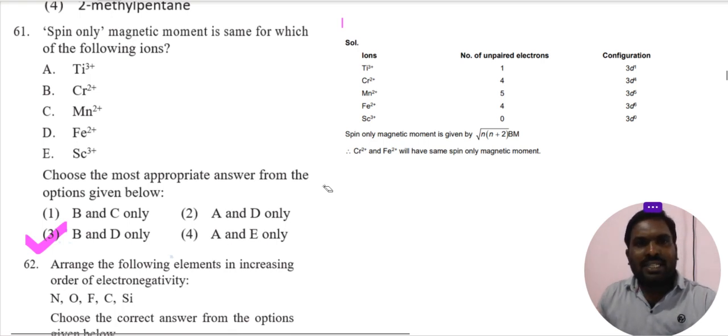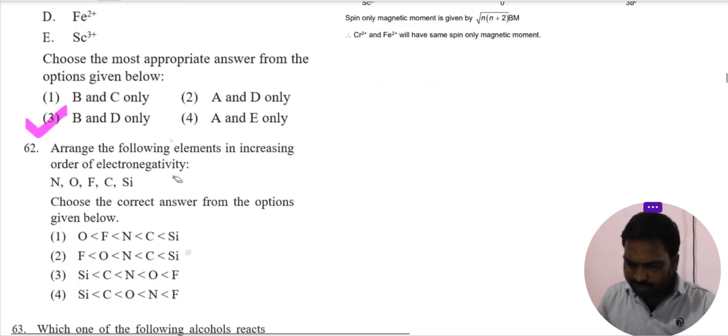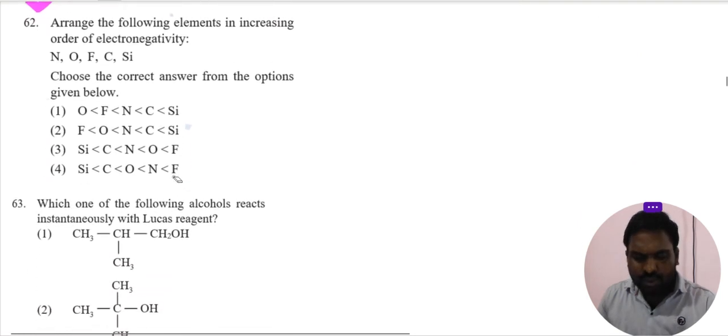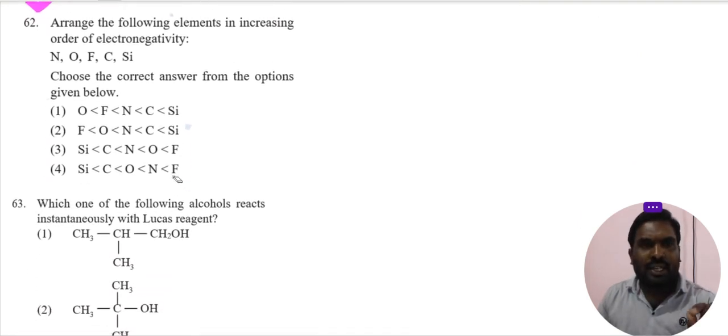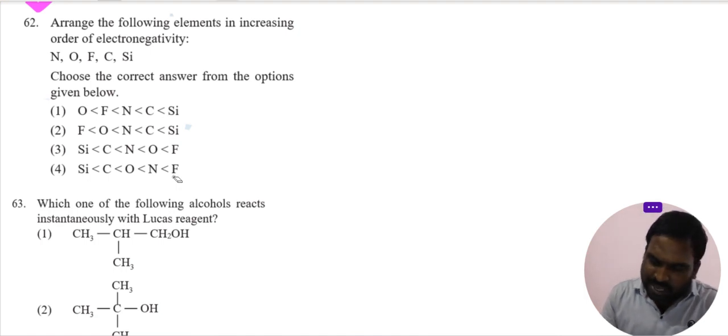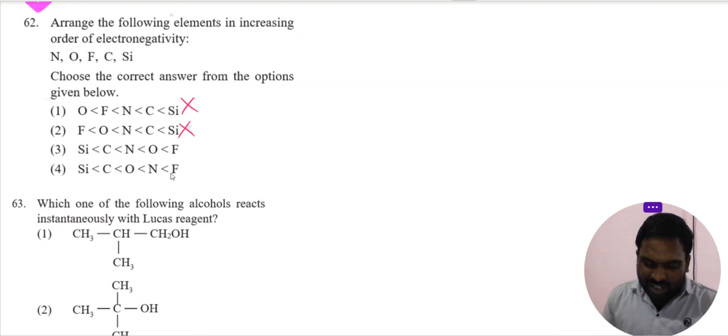Arrange the following elements in increasing order of electronegativity. Nitrogen, oxygen, fluorine, carbon, silicon. Here among all the elements, which atom has the most electronegativity? We know very well, fluorine. In the periodic table the most electronegative element is fluorine. Silicon is wrong, so two options we can eliminate immediately. After fluorine, the more electronegative element is oxygen, next nitrogen.